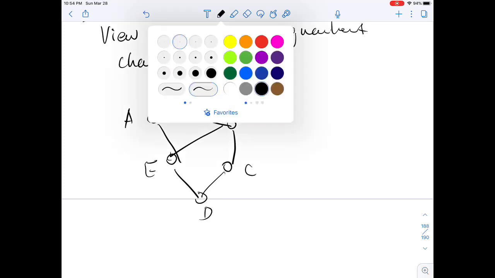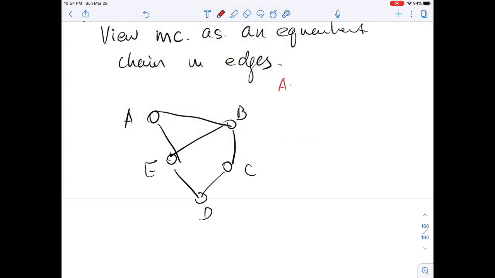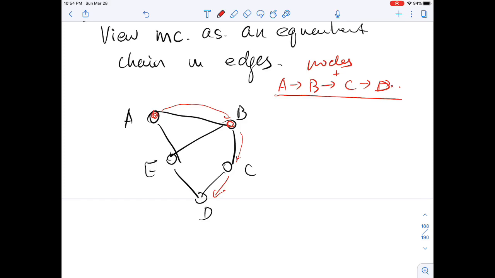I can talk about a random walk from A to B, B to C, C to D. This is a random walk on the nodes, which is usually how we describe a random walk: A moves to B, B moves to C, C moves to D, and so on. But we can also equivalently represent the same random walk with edges. I can say A moves to B, and then B moves to C, and C moves to D, and so on, using the edges to encode the information of the random walk.